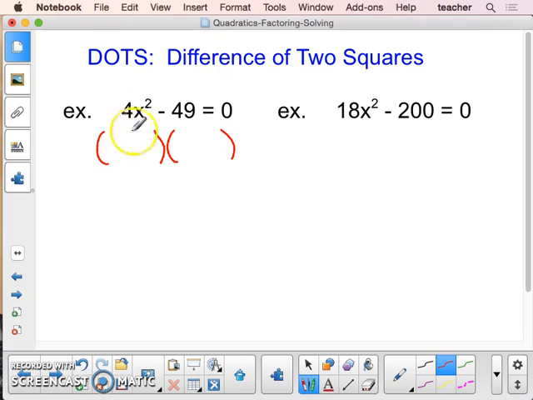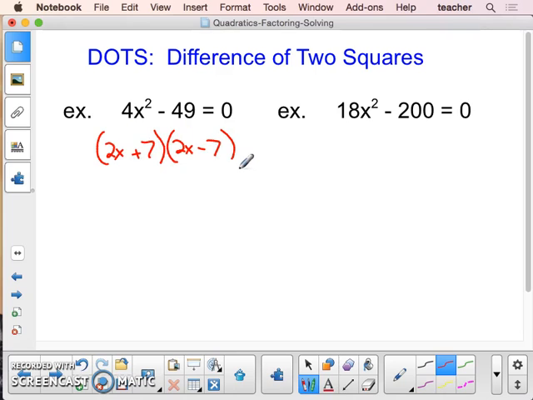The first position is the square root of the first term, which is 2x in this case. The second position in the parentheses is the square root of the last term, which is 7 in this case. And because there's no middle term, and this is the difference of two perfect squares, one of these is plus and one of these is minus.